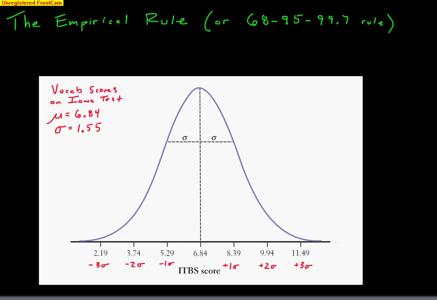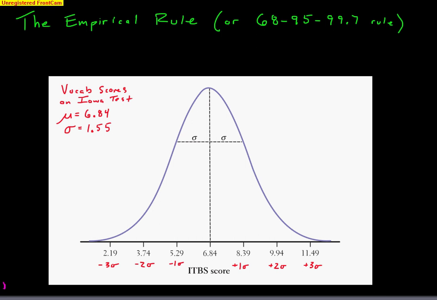All right, so let's talk about a couple really important aspects of the normal curve, and one is something that we call the empirical rule. Now, some people call it the empirical rule, others call it the 68, 95, 99.7 rule. Kind of a weird name for a rule, but you'll understand what these 3 numbers mean.